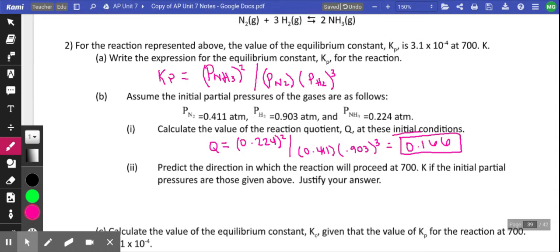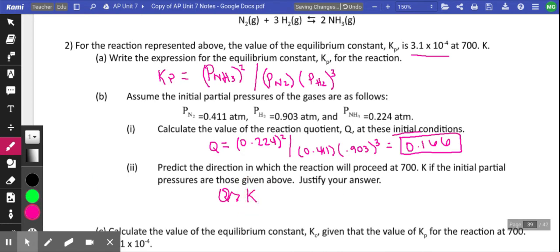Okay, now I'm going to compare in part 2 that Q to my Kp value. So I see that Kp is 3.1 times 10 to the minus 4. The Q that I just calculated was 0.166, so that tells me that Q is larger than K.